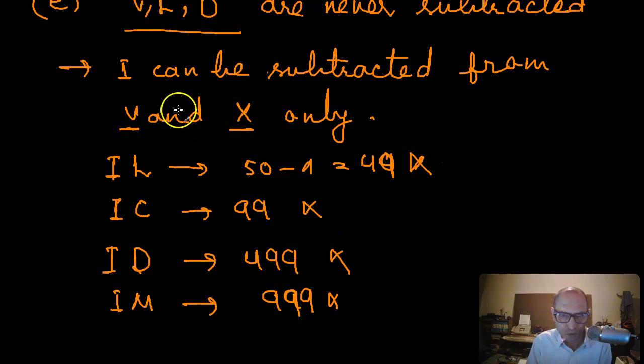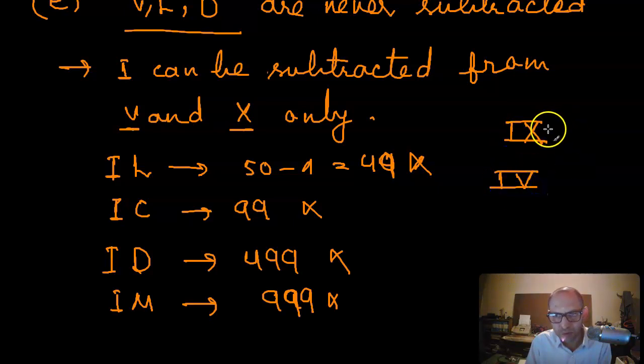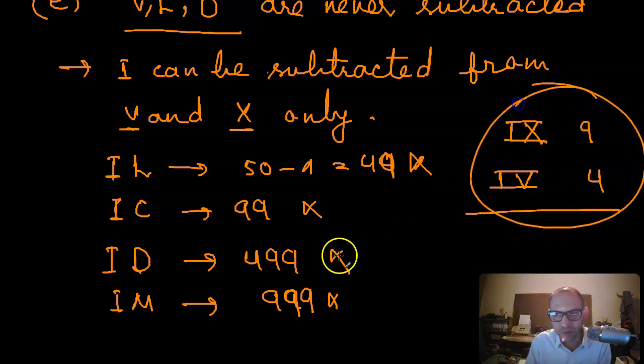The only possibilities there are is the X minus a 1 or the V minus a 1, which is, this would be a 10 minus 1, which is a 9, and this would be 5 minus 1, which is equal to 4. So that's the only possibilities, okay?